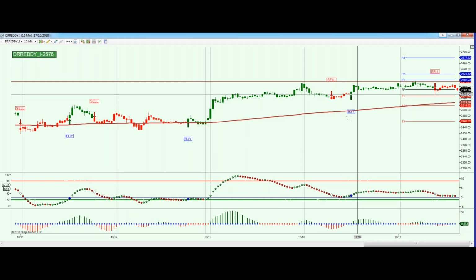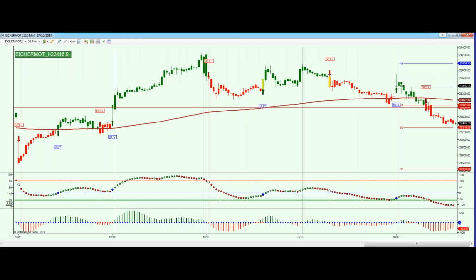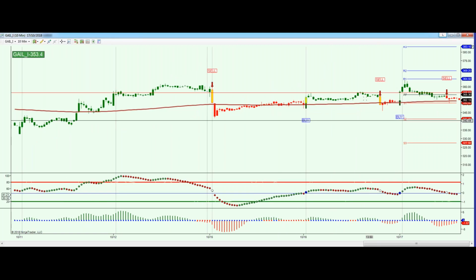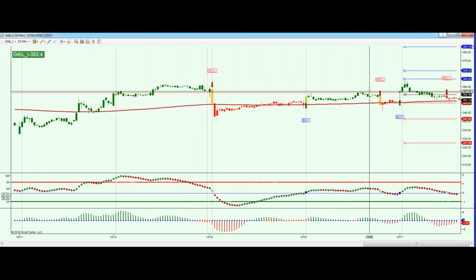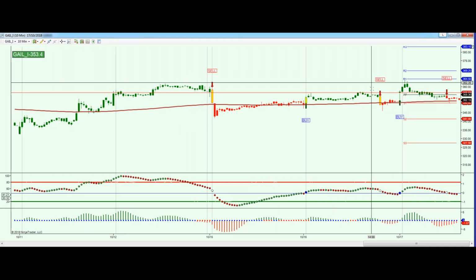And we have Eicher Motors, which has already made a very good profit. Our entry was 22,800. Now it is at 22,425, so roughly around 375 points. GAIL, again, you can see that we had a buy call in the morning at 359, and it made a target of 362, 363.